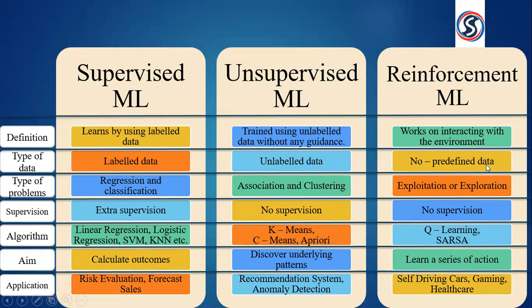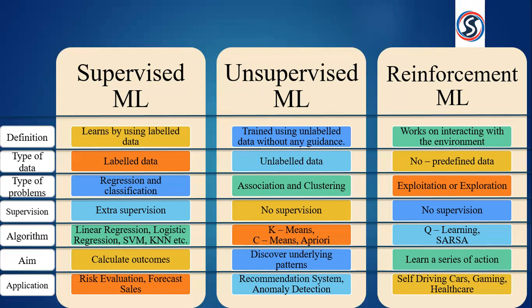Now coming to reinforcement machine learning, here we can say that if you take the example of robotics, robotics comes into reinforcement learning. Here we deal with artificial neural networks. And these artificial neural networks are completely designed as per the human neurons.